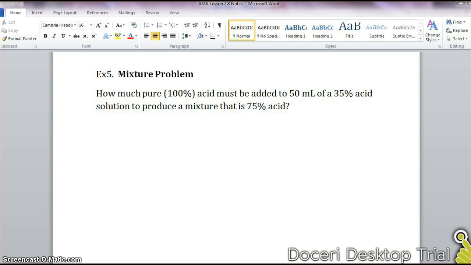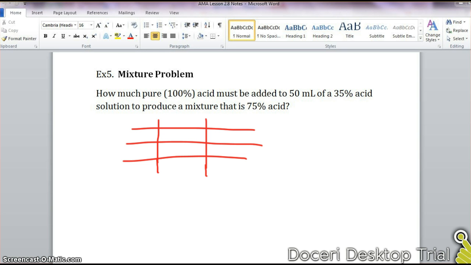This is something from your science class. This is a mixture problem. And how I like to set them up is kind of a column here to help me just organize my data. So it says: how much pure acid, 100% pure acid, must be added to 50 milliliters of a 35% acid solution to produce a mixture that is 75% acid?